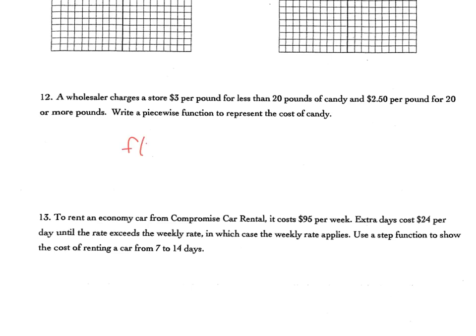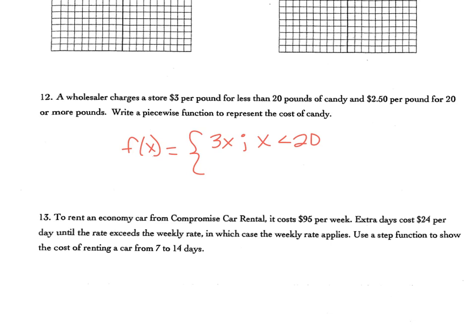So it's going to look like f of x equals, then you draw a fancy looking bracket. So $3 per pound, what would that function look like? Well, that would be 3x. $3 times the number of pounds, and x is your pounds. And then you're going to do a semicolon, and this is for when x is less than 20.